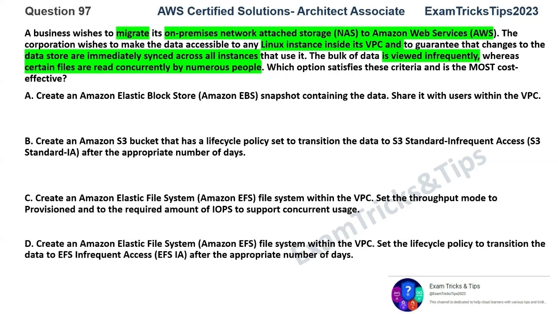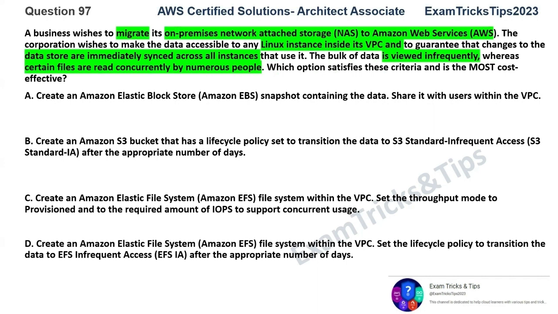And we have the options, which include obvious wrong options, and the correct one. Now, I think the key requirement here is the concurrent access and the file access. And based on that, I feel the answer will definitely be an Amazon EFS file system. So options A and B are going to be wrong, but let's look at those one by one.